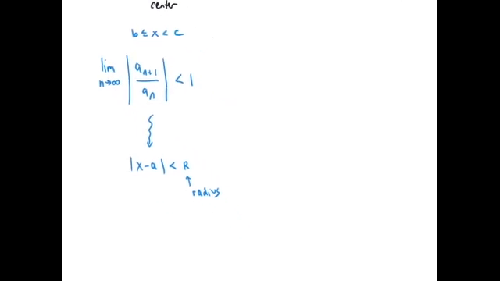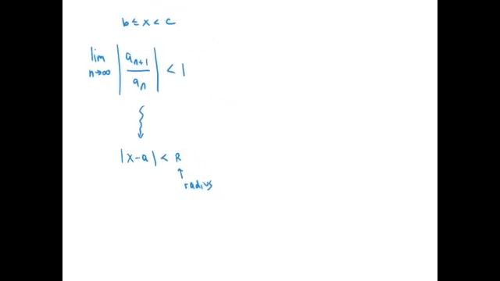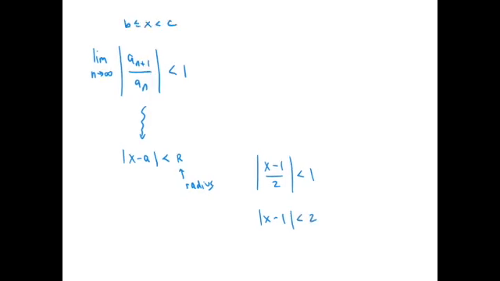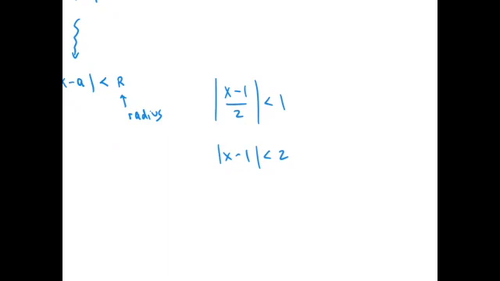Now keep in mind that if you, for example, got the absolute value of x minus 1 divided by 2 is less than 1, this is not in the correct form. You must move the 2 so that it is x minus the center. Therefore, in this random example I just came up with, the radius is 2 and the center is 1.